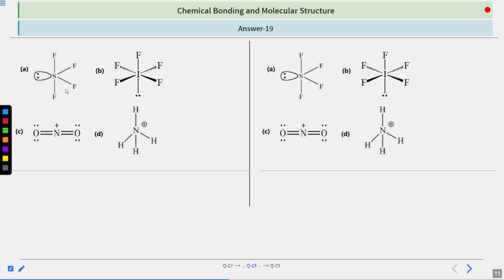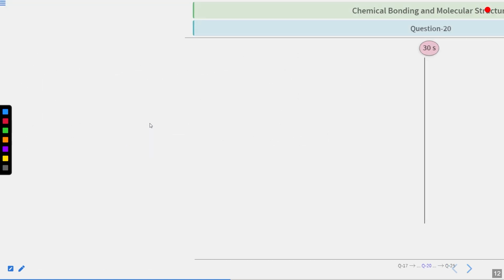The structure is also given. So this is SF4, trigonal bipyramidal. Okay, this is the geometry, which is trigonal bipyramidal. Your IF5 has octahedral, NO2+ has linear, and NH4+ has tetrahedral geometry. Okay, so this is for question number 19. Moving on to the next question.